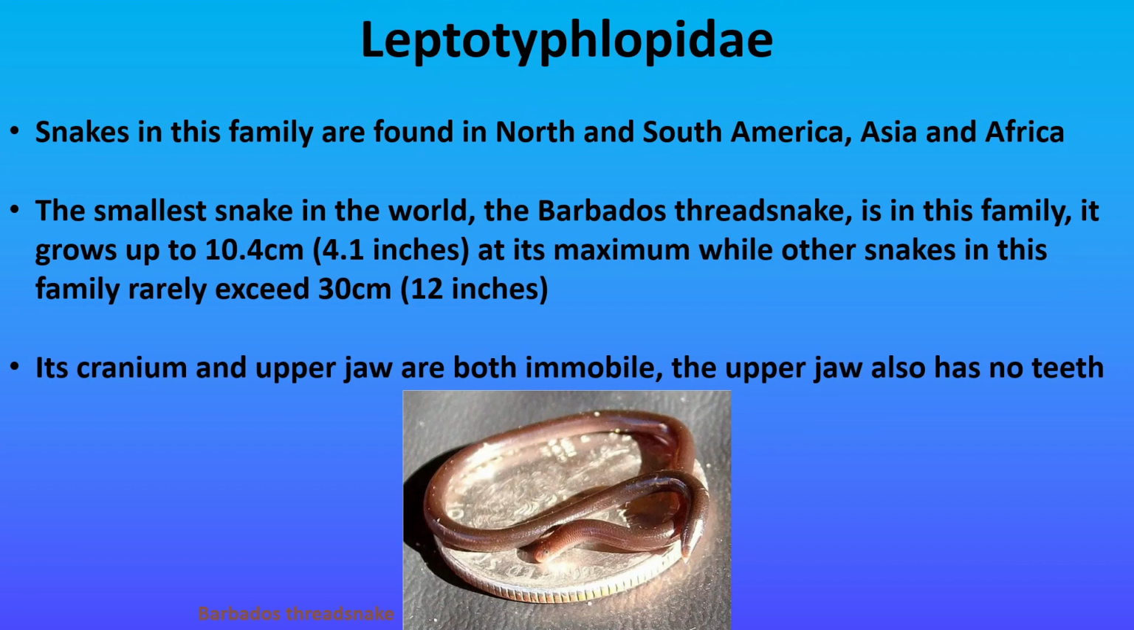Next are the Leptotyphlopidae, and snakes in this family are found in North and South America, Asia, and Africa. The smallest snake in the world, the Barbados thread snake, which you can see in the picture at the bottom, is in this family. It grows up to 10.4 centimeters, that's 4.1 inches, at its maximum, while other snakes in this family rarely exceed 30 centimeters, that's 12 inches. Its cranium and upper jaw are both immobile. The upper jaw also has no teeth.